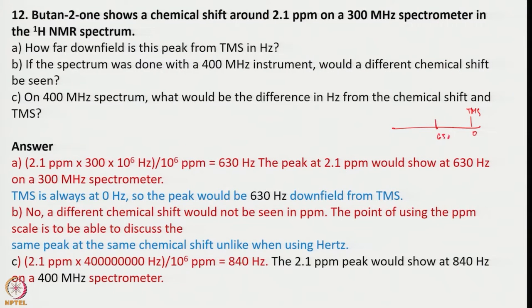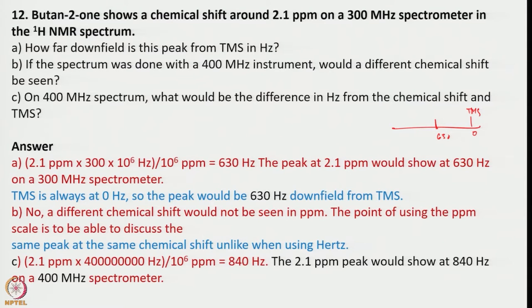If the spectrum was done with a 400 megahertz instrument, would a different chemical shift be seen? The answer is no. A different chemical shift would not be seen in ppm. The point of using the ppm scale is to be able to discuss the same peak at the same chemical shift, unlike when using hertz. Hertz will vary, but when you convert that hertz into ppm, it doesn't vary and it's independent of magnetic field strength. And then on 400 megahertz, what would happen?